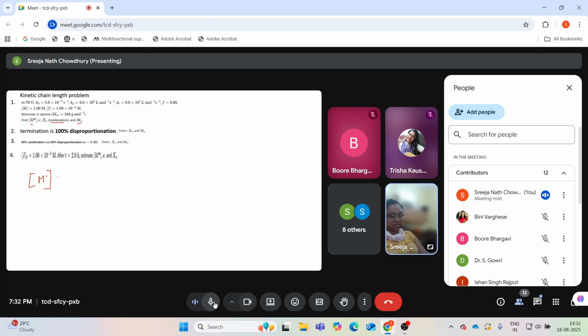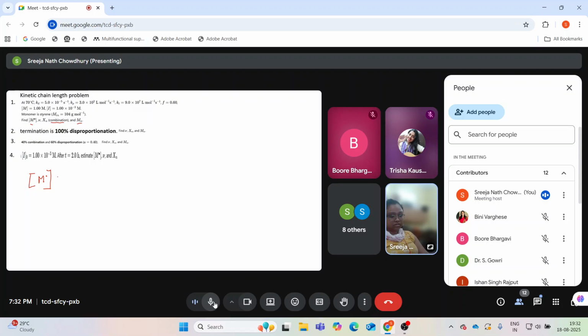The next, third problem is saying that in a mixed situation, 40% combination and 60% disproportionation, 40% combination means your A value is 0.4. So 40% combination, A equals 0.4. Then what will be the value of the degree of polymerization and molecular weight? So we have to calculate B first.